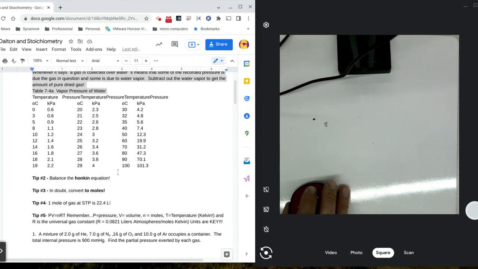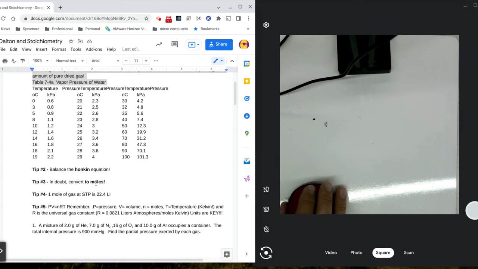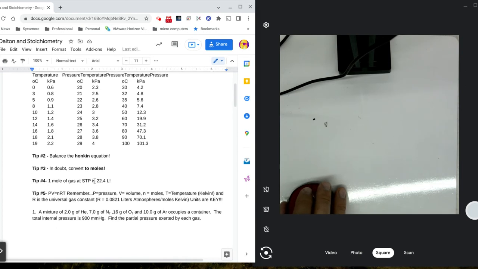Really important also, number two, if you don't balance the equation, nothing's going to work. Number three, if you're ever in doubt, always convert to moles. Number four, you can use PV=nRT. Another way to solve problems is that if we can convert the conditions to STP, standard temperature and pressure, we know that 1 mole of any gas at STP is 22.4 liters. That's a nice conversion factor. And finally, PV=nRT, that's the equation we'll be using.